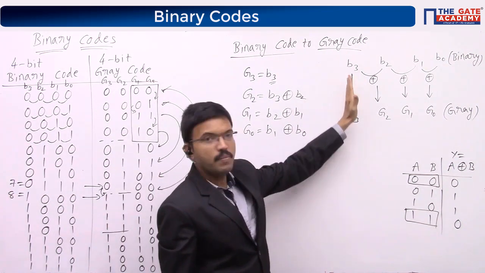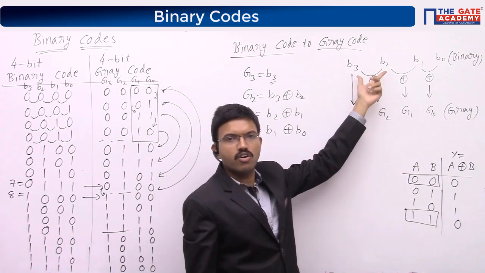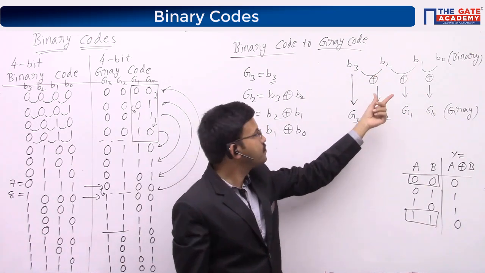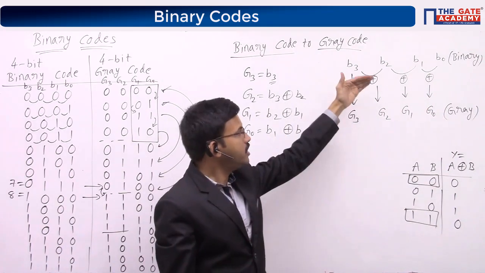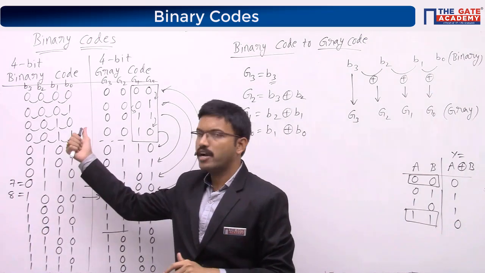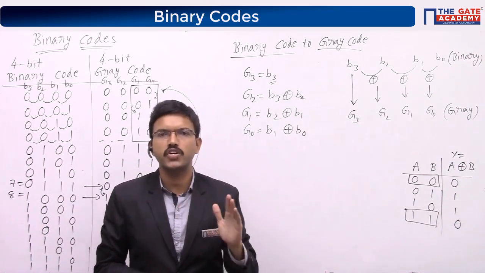See here what we are doing, the MSB bit we are copying and then we are doing exclusive OR operation on successive bits. B3 XOR B2, that output is G2. B2 XOR B1, G1. B1 XOR B0, G0. Binary to gray code conversion. You can remember this architecture or whatever the method I have given here. You can follow either of these two methods while converting binary code to gray code.